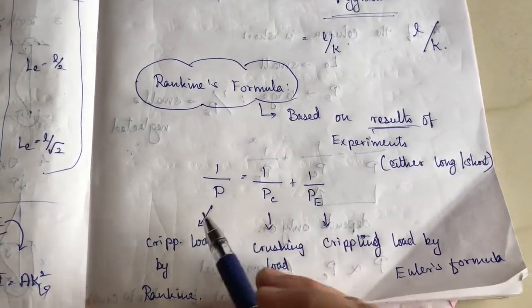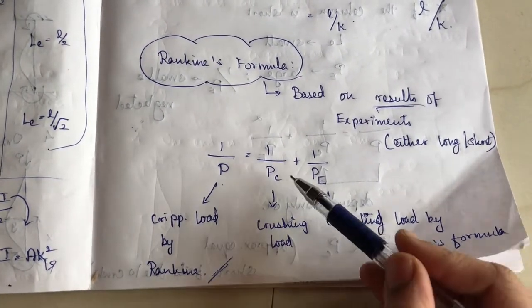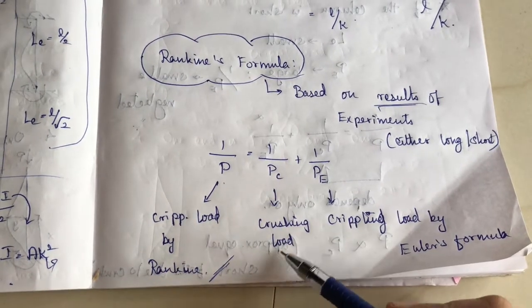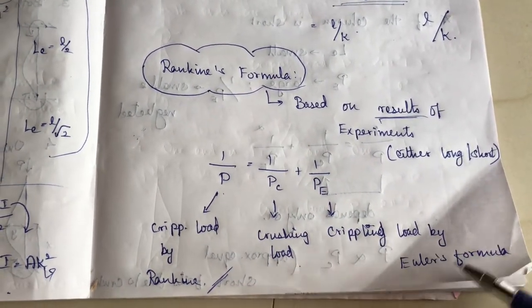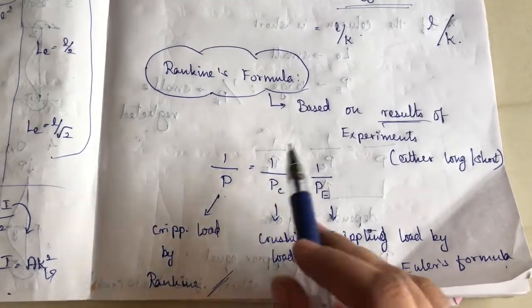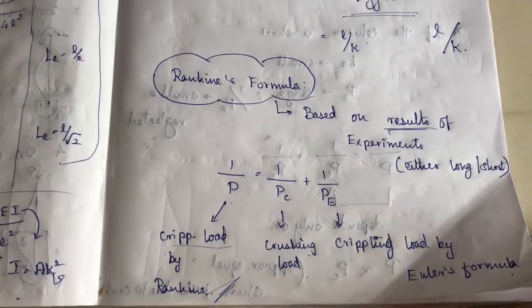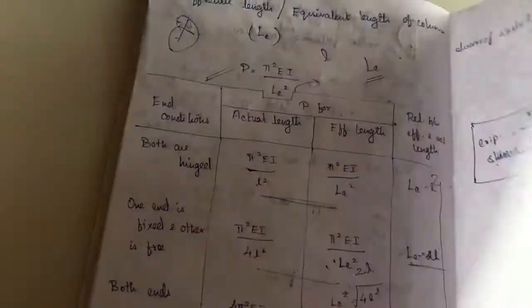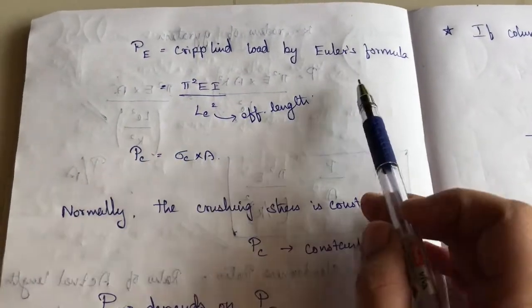by PE. What is P here? Crippling load by Rankine. Okay. What is PC? Crushing load. What is PE? Crippling load by Euler's formula. So there are 3 things. We just need to add these 2 things to get the crippling load by Rankine's. So this is the formula. Okay. Crippling load PE by Euler's formula.